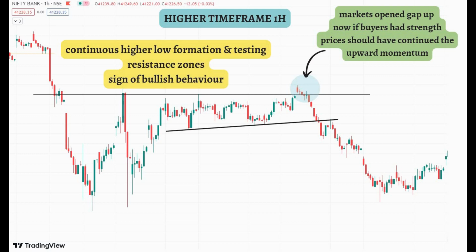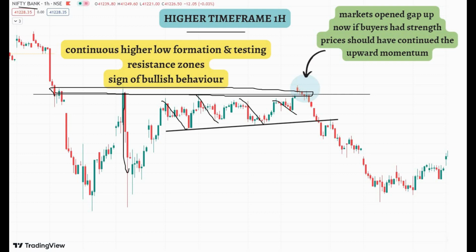So let's start. Here you can see the chart of Banknifty on the hourly time frame. This is a very important resistance zone. Why? Because prices have got rejected from here, from here, from here, from here, from here. So what is this indicating? In this resistance zone, sellers are very much active and they are not ready to give up to the buyers. That's why prices are coming down aggressively.